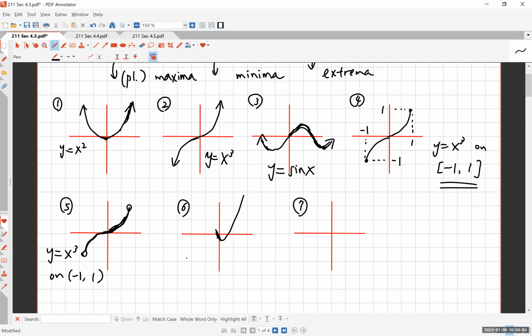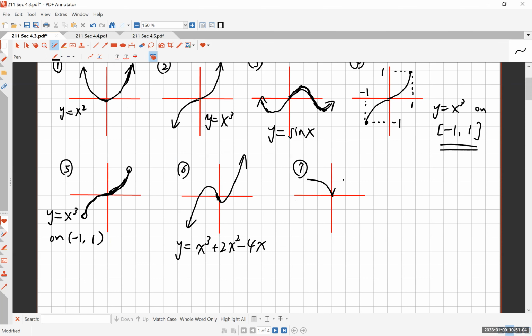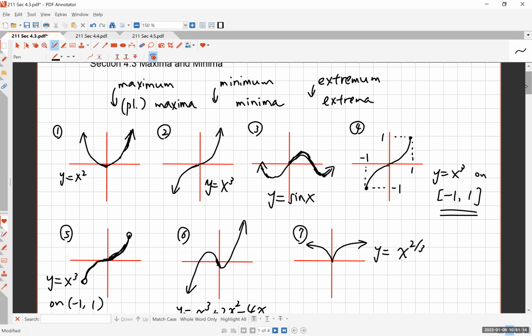Okay, and then number 6, you may have a function that looks like this. All right, so what is that? This is the function x cubed plus 2x squared minus 4x. Okay, so it's a typical cubic function with ups and downs. All right, and then number 7, this is something we've seen before, but y is equal to x to the 2/3 power. All right, I want you to look at all of these 7 functions. We are going to be talking about maximum and minimum points.